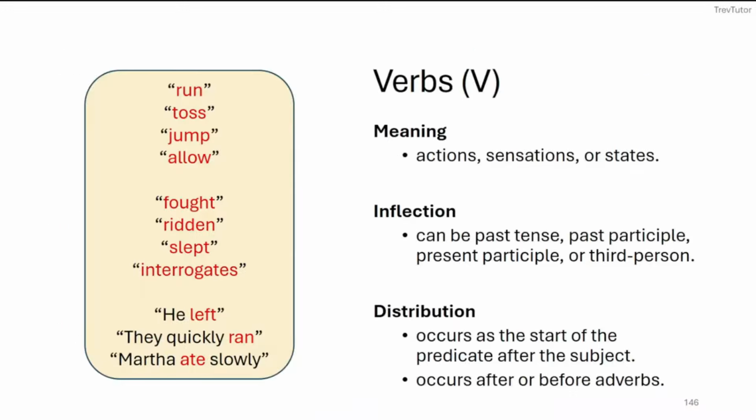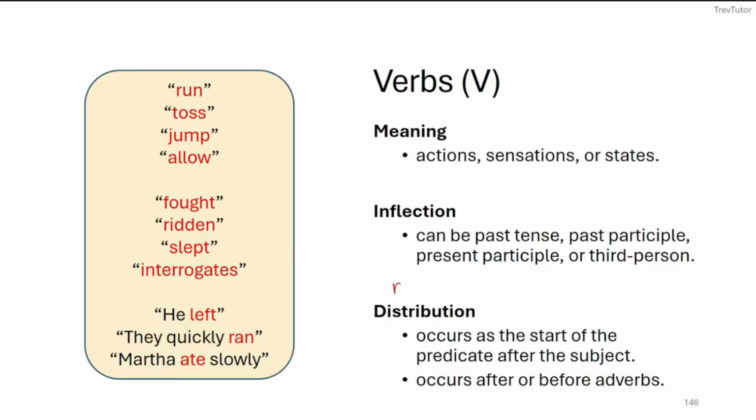Now, verbs, we typically think of them as action words, but they can be sensations or states as well. So run, toss, jump, and allow, these are usually pretty common action words, but things like is are another example of a verb, or feels, where you're feeling an internal feeling and not actually touching something. So verbs have several different forms. They have a past tense form, a past participle form, a present participle form, and a third person form.